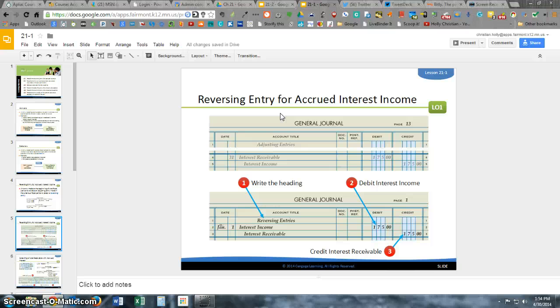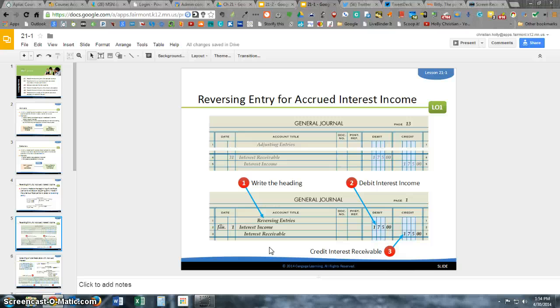This should look familiar. We've done this before. Now, though, come January 1st, we're going to do a reversing entry. We use the heading reversing entries, and we literally reverse that adjusting entry. We debit interest income and credit interest receivable. By doing this, we've reduced our receivable account, so it's kind of a wash. It went in and it went out. But our interest income was a temporary account. At the end of the fiscal period, we zeroed it out. It had no balance, and normally it would have a credit balance.